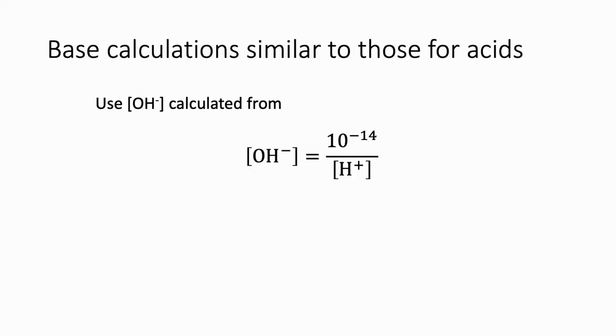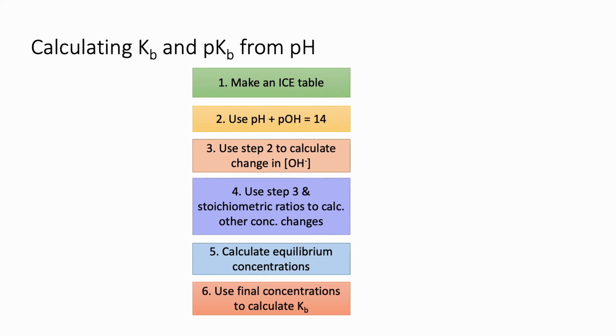Okay, so now we're going to dive in and do the sorts of calculations we did for acids, except we're going to make some tweaks. Because for base calculations, we're going to use the OH minus concentration, and a lot of times what you're going to get is pH or H plus, and so you're just going to have to convert to find the OH minus concentration or the H plus concentration using this relationship that we talked about previously. So when we talked about acids, I showed you how to calculate the Ka from a solution whose pH you know. Now we're going to do the same thing for Kb.